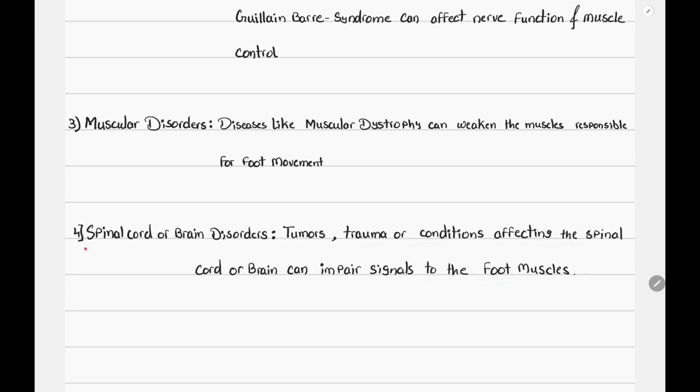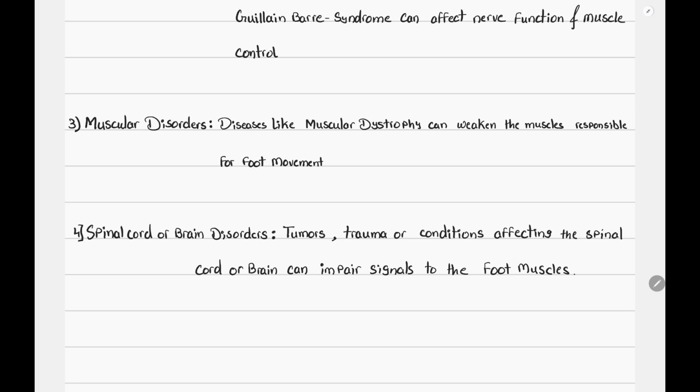Basically, any disease or trauma to the spinal cord or brain can also lead to foot drop, since dorsiflexion of the foot is a voluntary movement, and any disease or trauma to the spinal cord will lead to impairment of signals to the foot muscles and can lead to this condition.